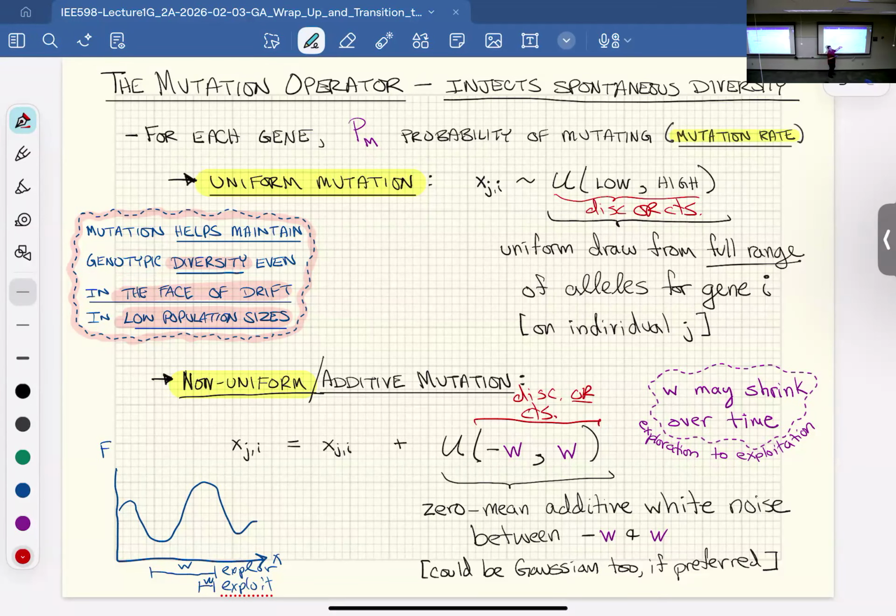Normally, when we think about doing non-uniform mutation, it's usually on a gene that is a real number, so we're pretty safe just by drawing a random number and adding to it. But you could do additive mutation on discrete genes as well. You just have to be careful that as you're perturbing them, you come up with something that is still feasible.